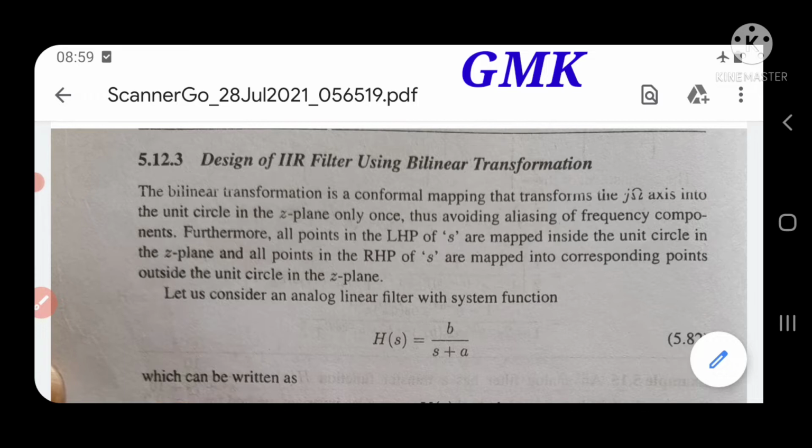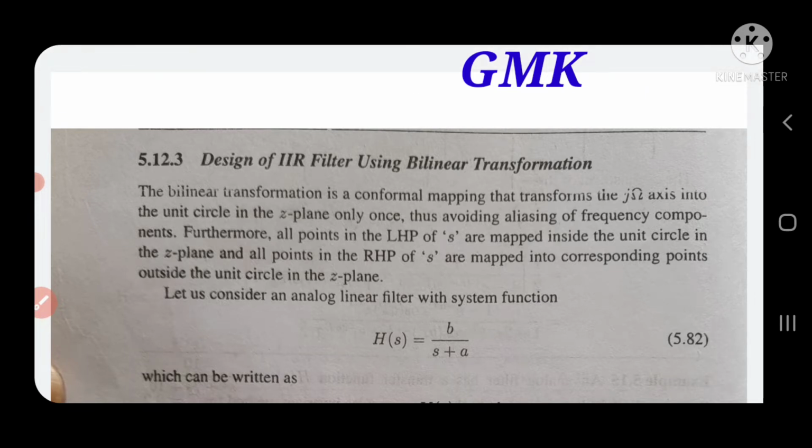Today we are going to discuss one of the most important topics in digital signal processing: the design of an IIR filter using the bilinear transformation. The bilinear transformation technique is used to convert an analog filter into a digital filter. In that process, we take the analog transfer function and convert it to the digital equivalent transfer function by mapping the S plane to the corresponding Z plane. That is the process we are going to discuss.